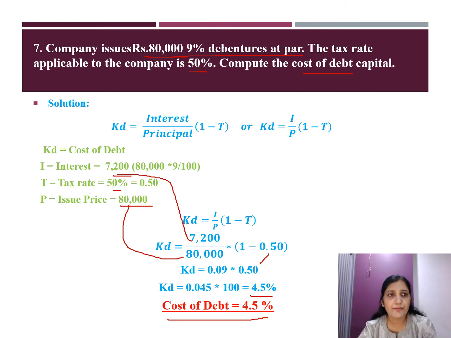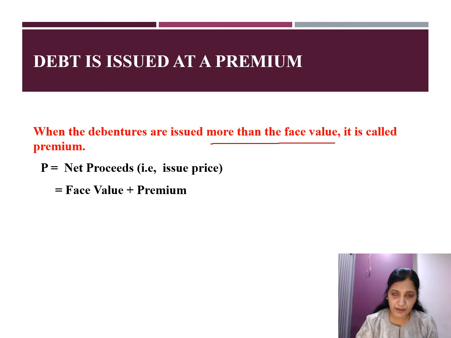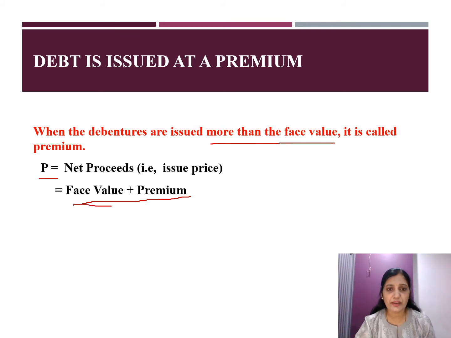Clear about this? When debt is issued at a premium, that is, when debentures are issued for more than the face value, remember this, it is called premium. Premium is always extra, issued more than the face value. So here P, that is net proceeds or issue price, is equal to face value plus premium. Clear about this? Only this will be the change.